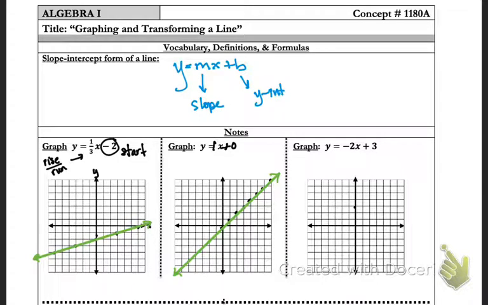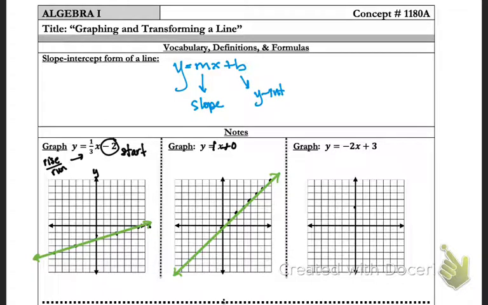The next one, y = -2x + 3. Identify your slope and your y-intercept. Your starting point is your y-intercept. In this equation, your y-intercept is 3. So from the origin, or (0, 0), go up 3 places and plot the point on the y-intercept 3.